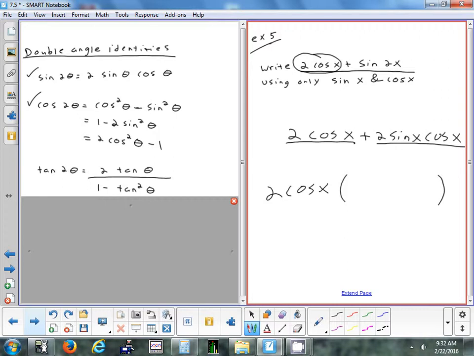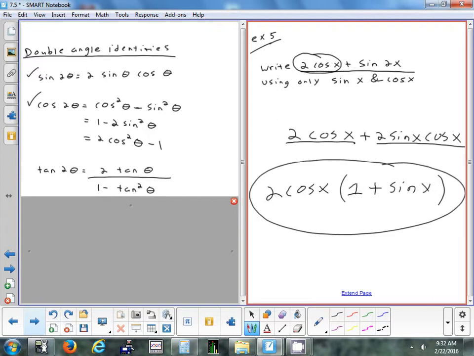What are you left with if you factor out a 2 cosine x from that first term? Just a 1. Because if you distributed it back out, you'd have 2 cosine x times 1, which is 2 cosine x. And what about if you factor out 2 cosine x from the second term? You're just left with sine x. And of course, you can check it just by distributing it back out.